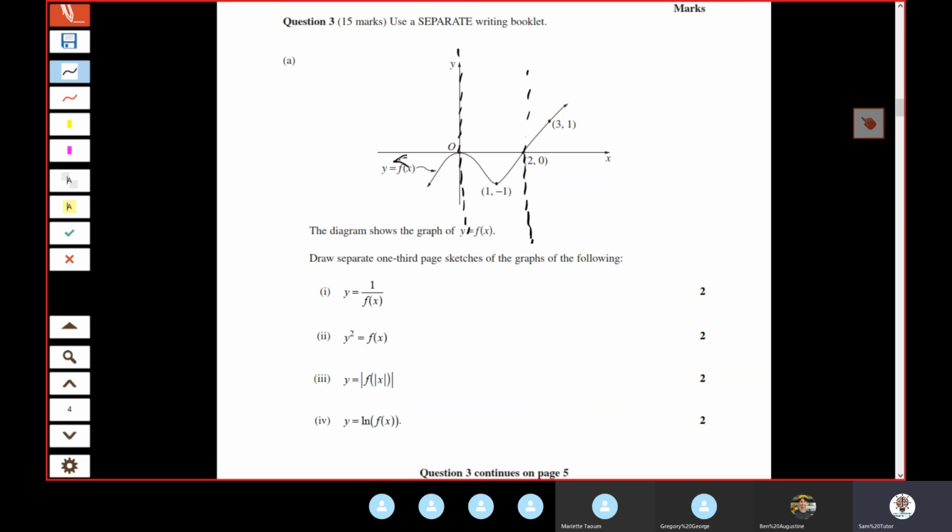This side here would look like this. 1 over small is large. 1 over large is small. This is happy, so it's going to become sad at the same point because 1 over -1 is still -1. At 3, it's still going to be at 1. 1 over small is large, 1 over large is small, and that will look like that.